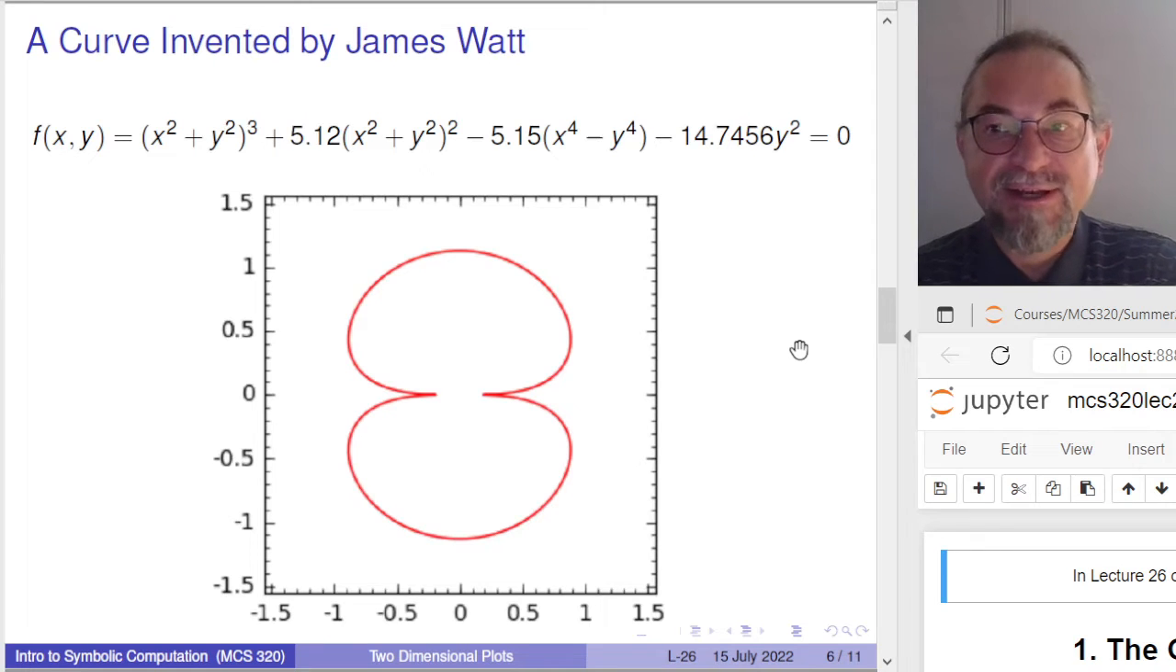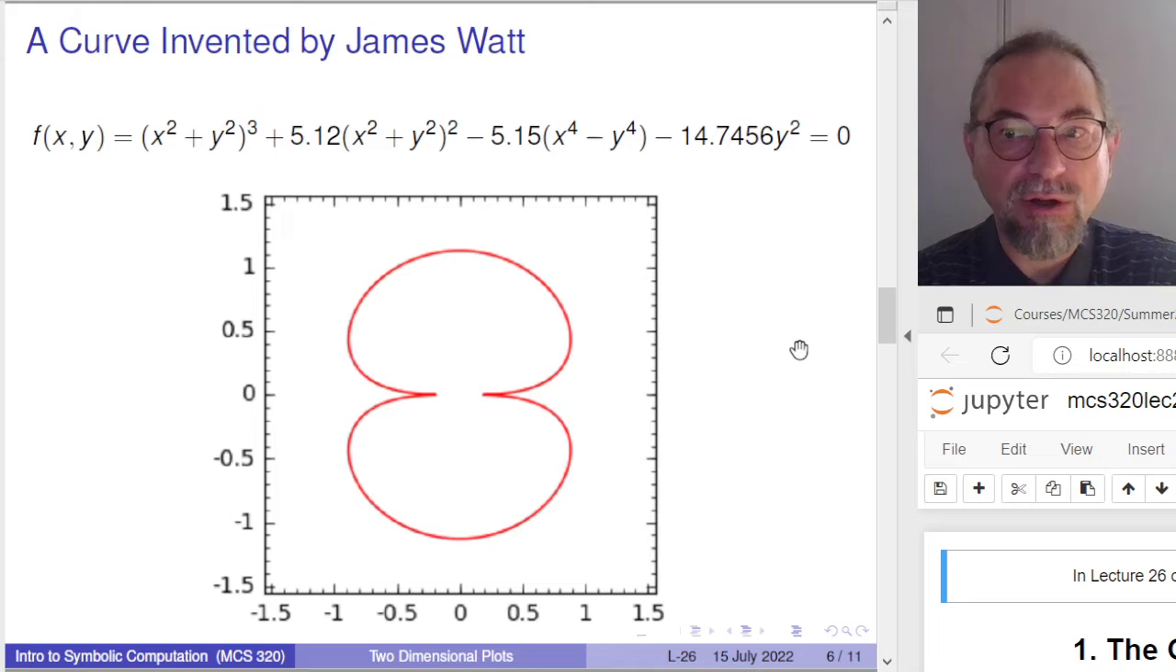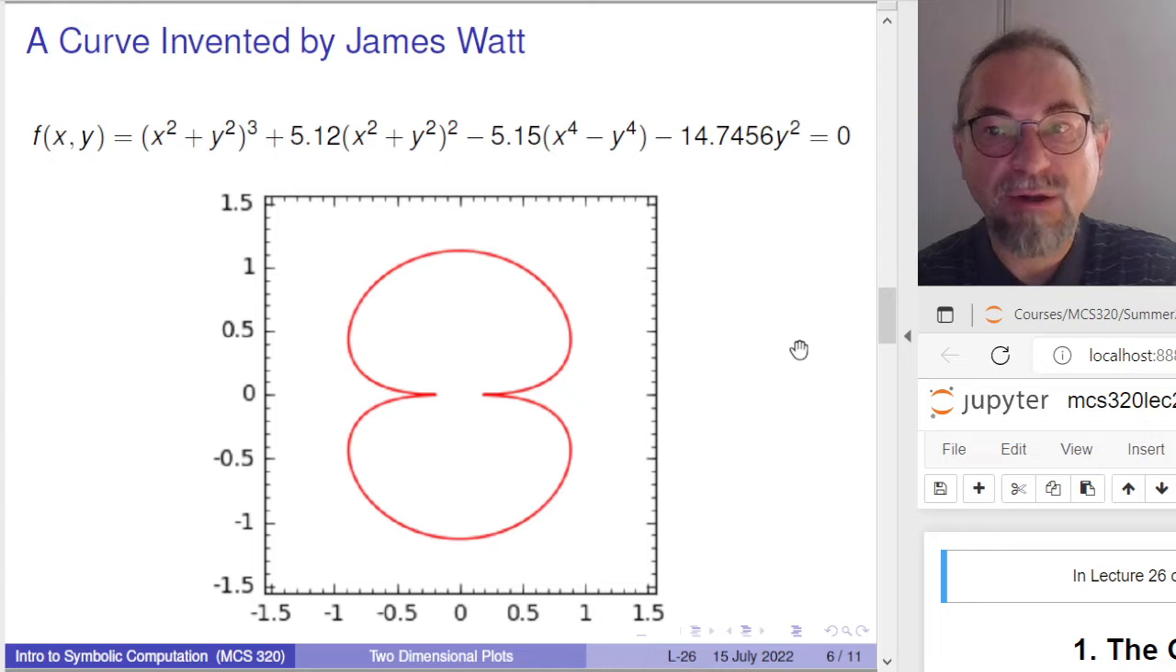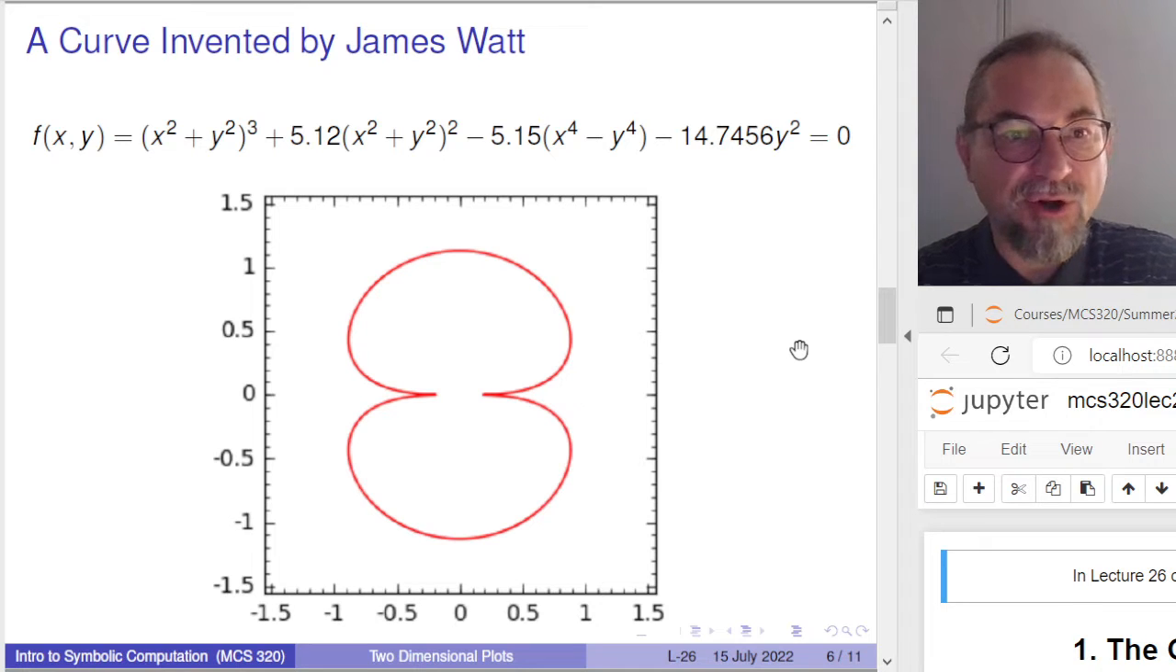Now let's look at an equation. Any equation in two variables defines in general a curve in the plane. So here we see a rather interesting famous curve, invented by a famous person dating back from the Industrial Revolution. It's a curve of degree 6, here written in the equation form, which is not the best form to plot this curve.